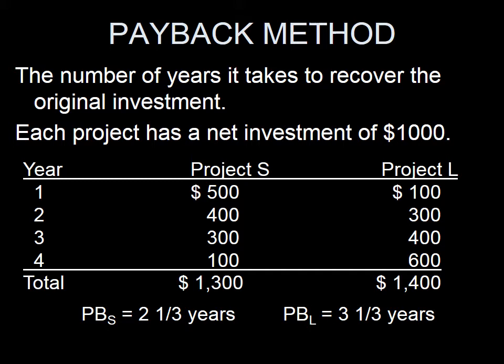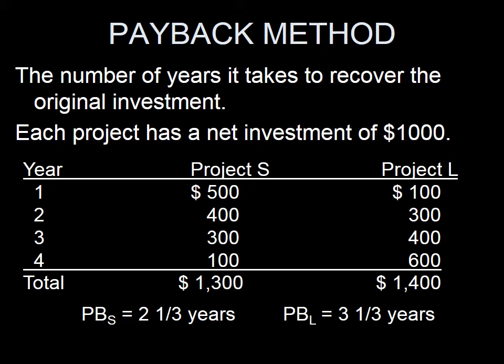So here I've got two investments. I call one Project S and the other Project L. And you'll note there that each of them has a net investment of $1,000. So the question is, how long does it take for us to get our $1,000 back from each of these two projects? Now, one of the assumptions that we use when we calculate the payback is we assume that the cash flows occur evenly throughout the year so that we can have partial years as part of the payback.